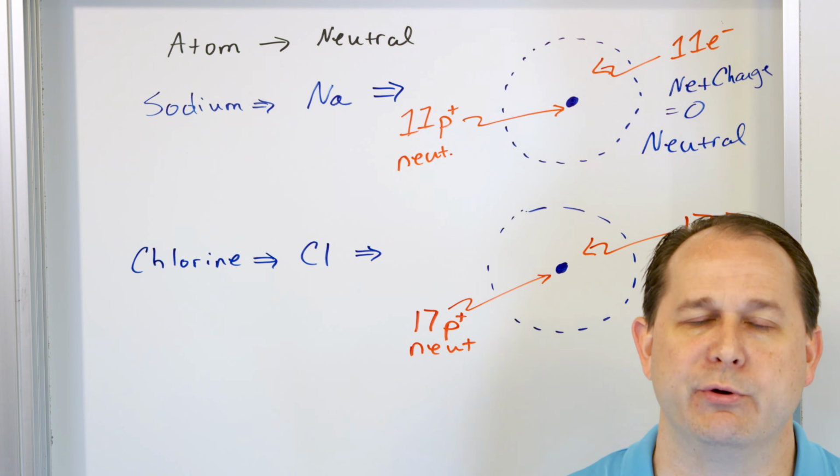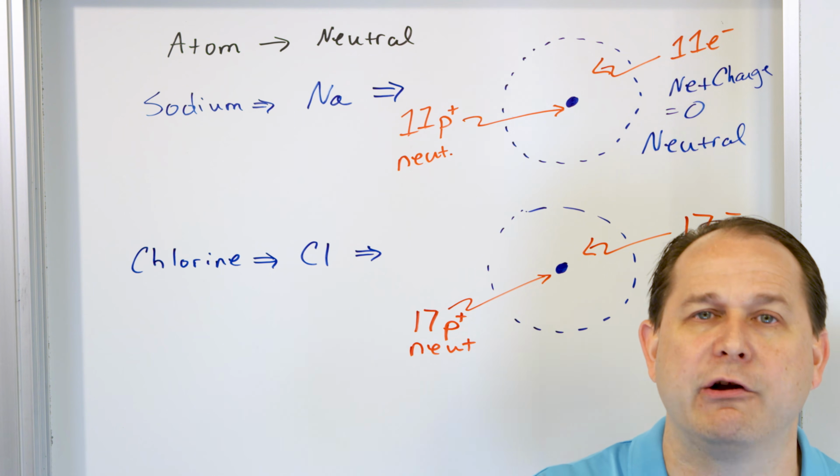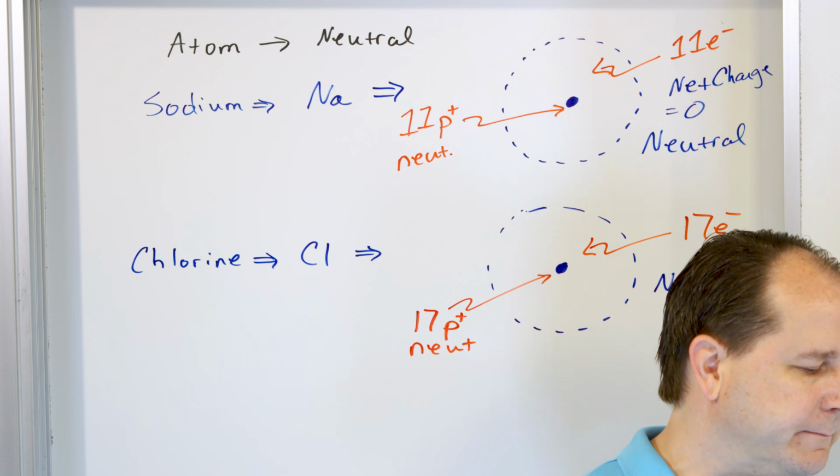Because you can add or remove electrons from an atom, and anytime you do that, you have an imbalance, a charge imbalance, which makes it what we call an ion.